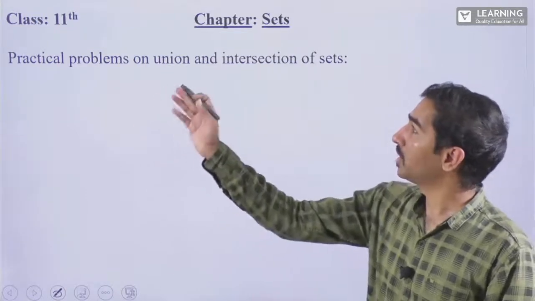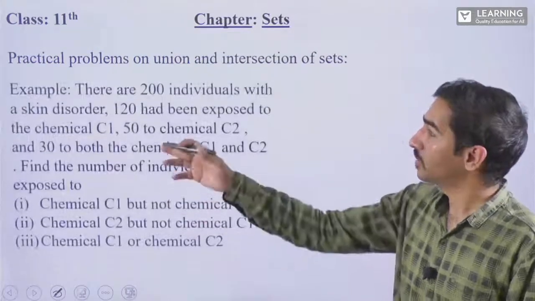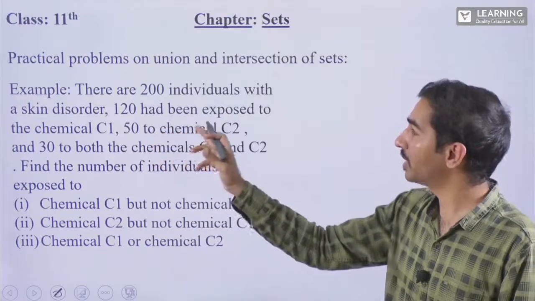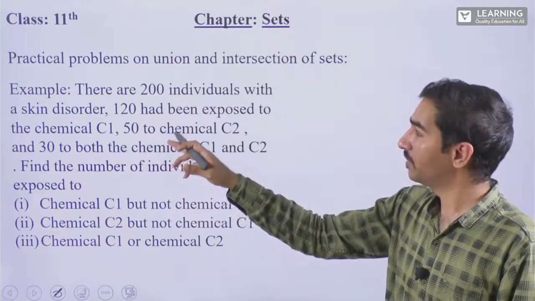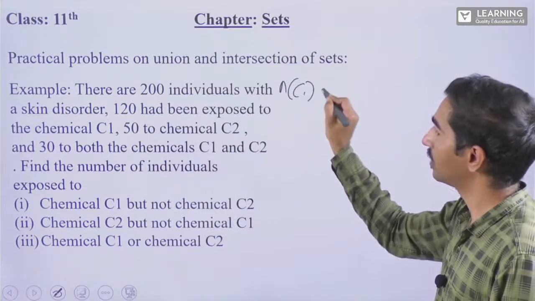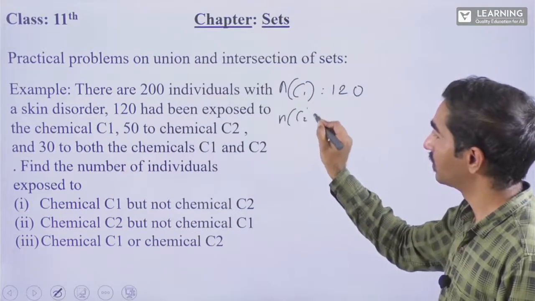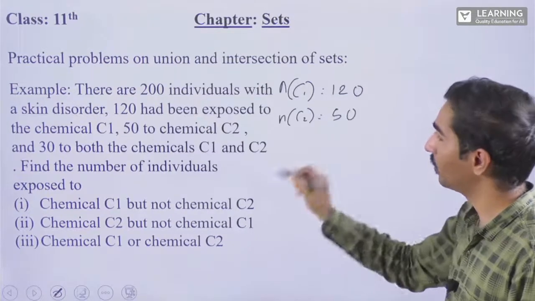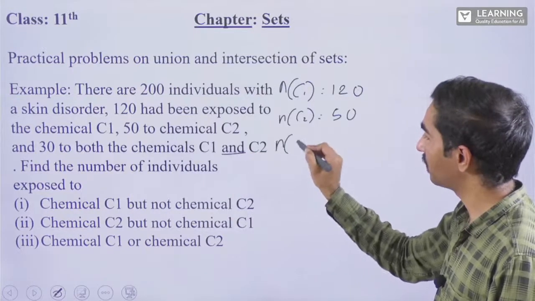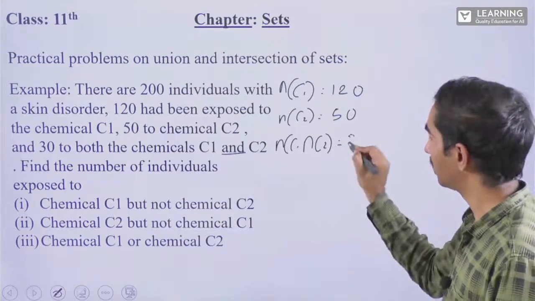Practical problems on union and intersection of sets. The next example, students. One example we finished. There are 200 individuals with a skin disorder, the total number of people with skin disorders. 120 have been exposed to chemical C1, 50 to chemical C2. So what can we write here? n of C1 is equal to 120. n of C2 will be equal to 50. And 30 to both chemical C1 and C2. So n of C1 intersection C2 will be equal to 30.